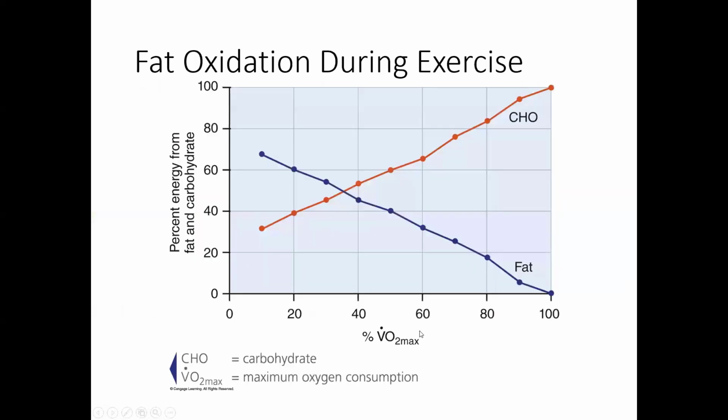This is what it looks like as a percentage, just to describe visually what we just said: as you increase your intensity, carbohydrate utilization increases and fat utilization decreases. We just don't have the time to burn that fat.